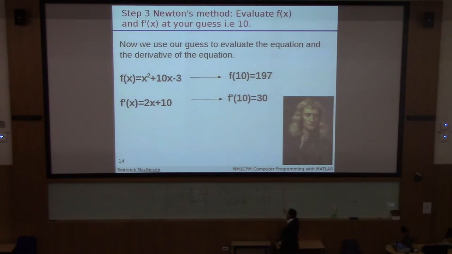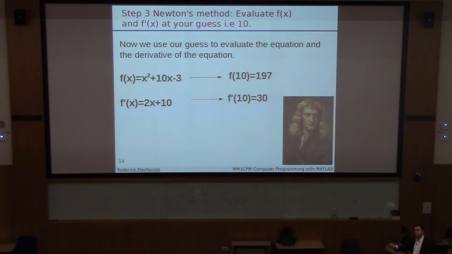So what Newton said is, firstly, using our really bad guess of x, so in this case 10, evaluate the equation. So we're going to evaluate f of x, and that is 197, just as I put there. He then said, evaluate the differential of x. So 10 times 2 is 20, plus 10 is 30. So the differential of x is 30. All with me so far?